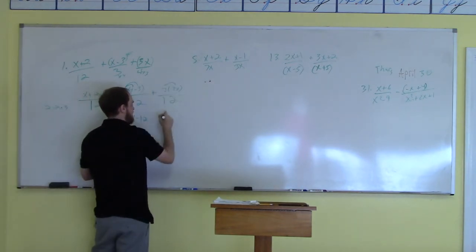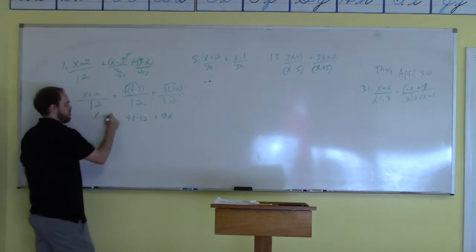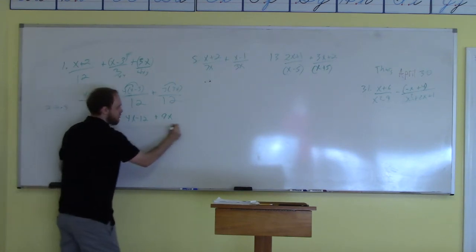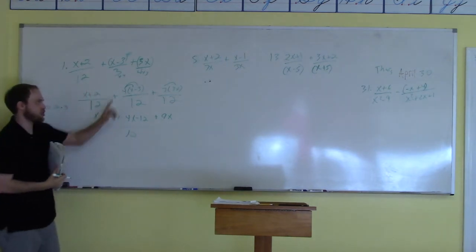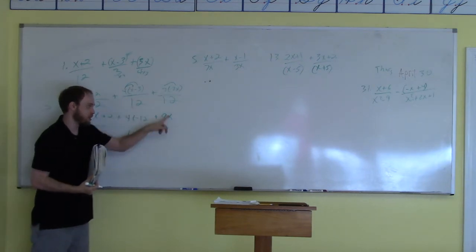3 times 3 is 9. So that'd be 9x. And then we just have an x plus 2. Then all of these are under 12 now. So all I did was do the multiplication. 4 times x, then 4 times a negative 3. 3 times 3, then wrote it.